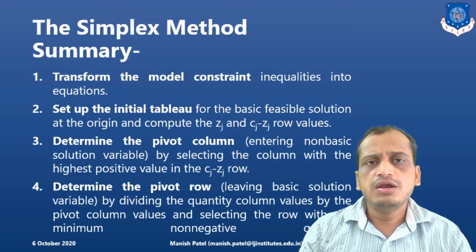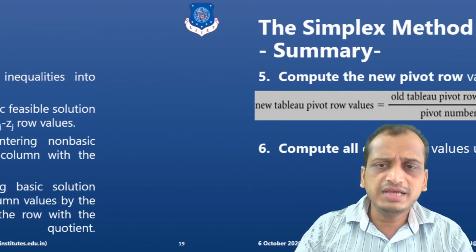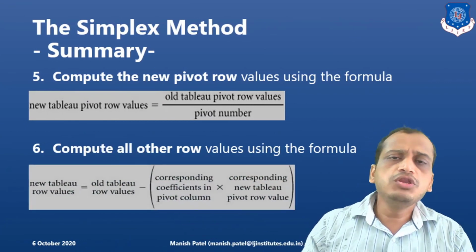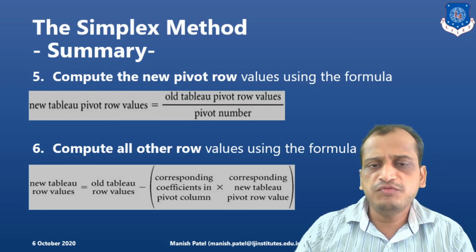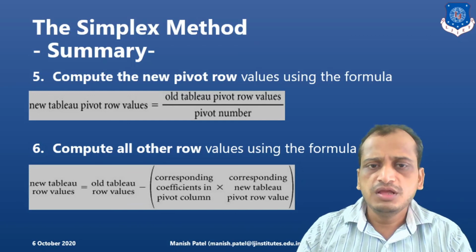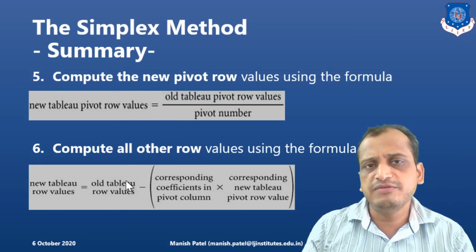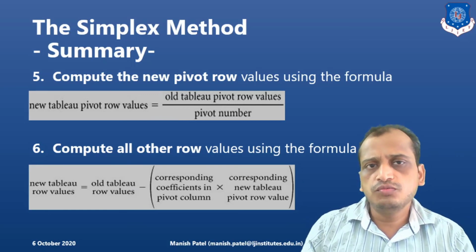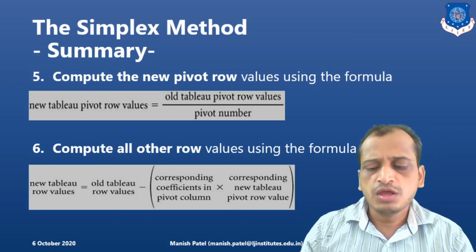Clear? Now, in the next step, for the new table, we found the new row values as well as the corresponding row values for the next row, with the help of this formula. Clear? The first formula is for the pivot row and the second one is for the rows which are not the pivot row. So we revised the new table based on these formulas.